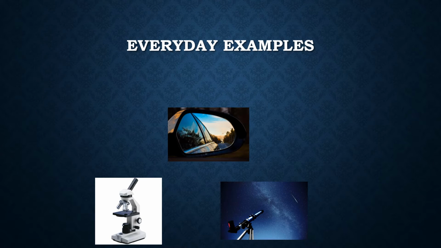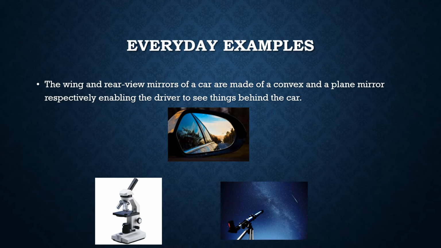Now, let us look at some everyday examples of reflection of light. The wing and rear view mirrors of a car are made of a convex and a plane mirror, respectively, enabling the driver to see things behind the car. It is also used in a microscope and a reflecting telescope as a mirror.